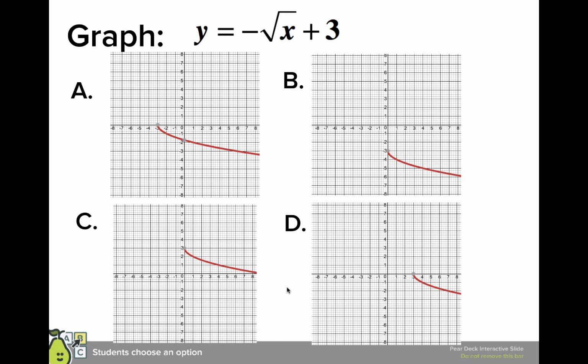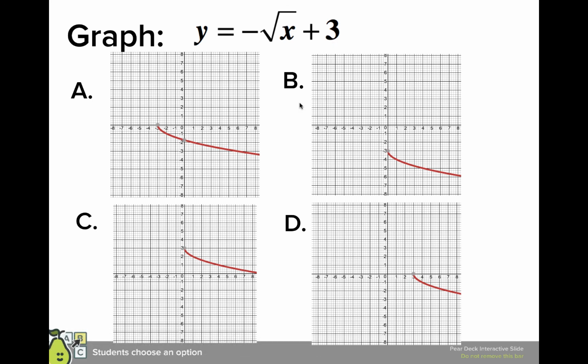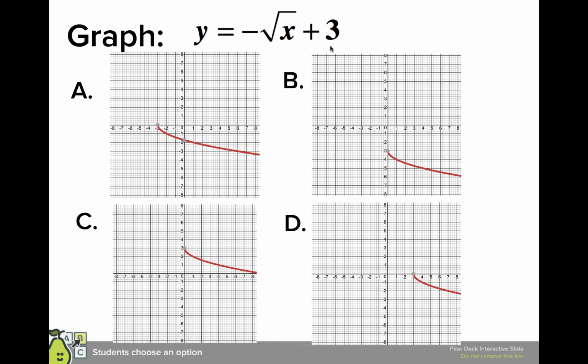All right, for the next one, y equals negative square root of x plus 3. Okay, so notice the negative, they're all flipped over the x-axis, so that doesn't really help us. But then you do opposite same. So my vertex is at 0, 3. So that would mean I'm going up 3. So the answer is C.